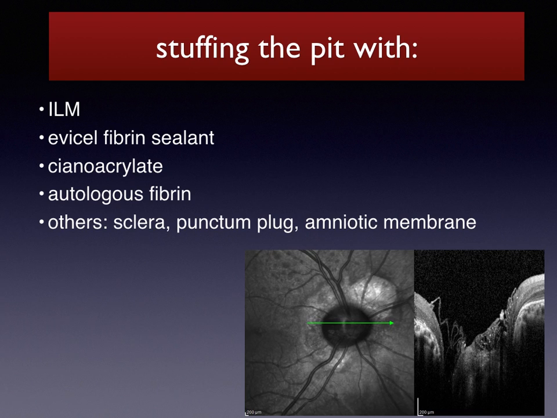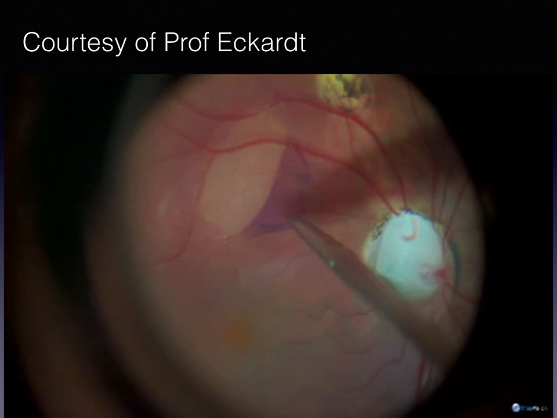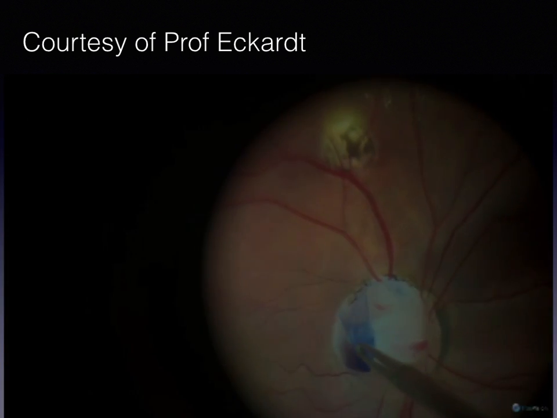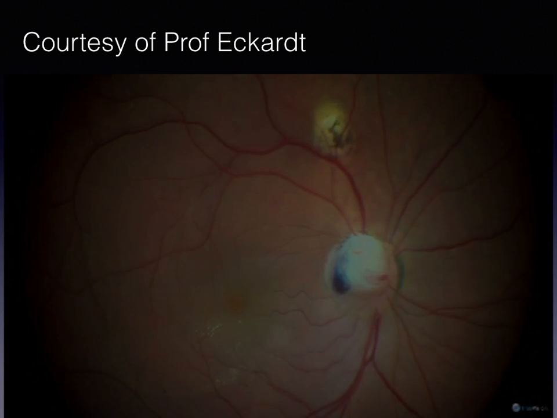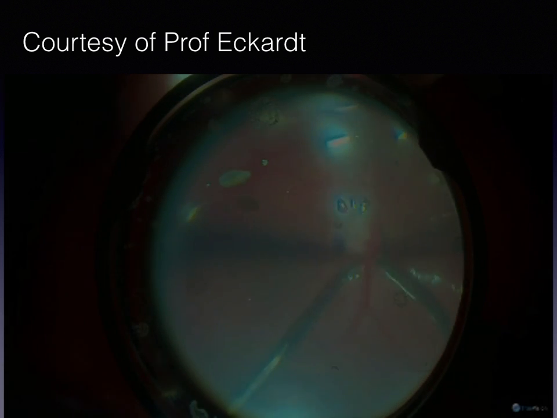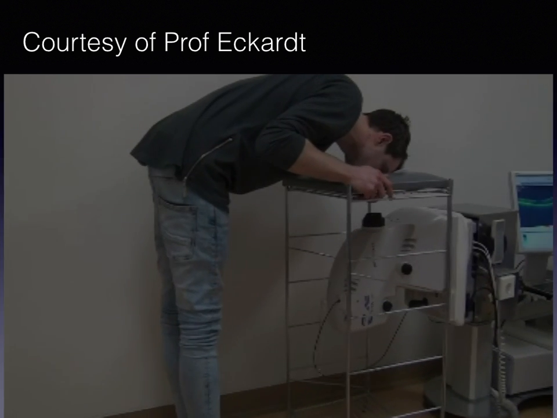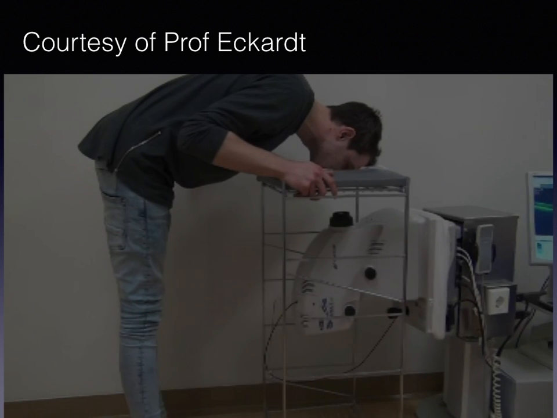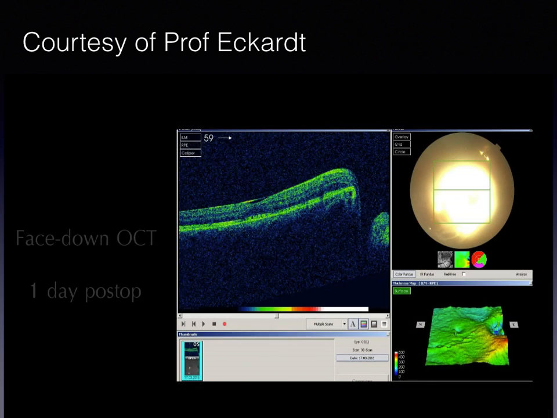But if you have to operate patients that already have been operated, they have recurrences, or you cannot obtain a good ILM flap, these are the possible alternatives that actually have been described. This is a video offered by Professor Eckert. He used the ILM with the air tamponade. And then you see that he's doing the OCT just 1 day after. It looks beautiful.